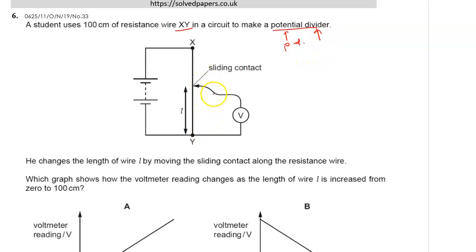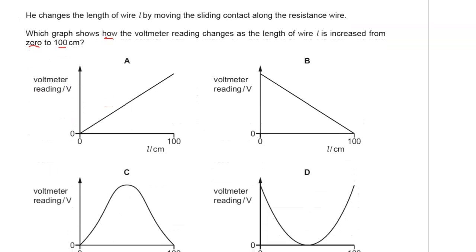Okay, we have the wire here, and a sliding contact. The wire is connected to a voltmeter. It changes the length of wire L by moving the slider along the resistance wire. Which graph shows how the voltmeter reading changes as the length of the wire L is increased from 0 to 100? And therefore, as the wire length increases, the resistance increases, and the voltage increases as well.